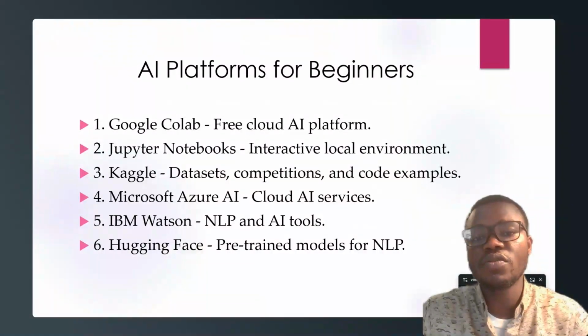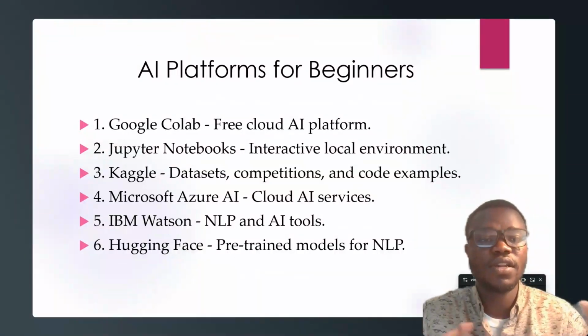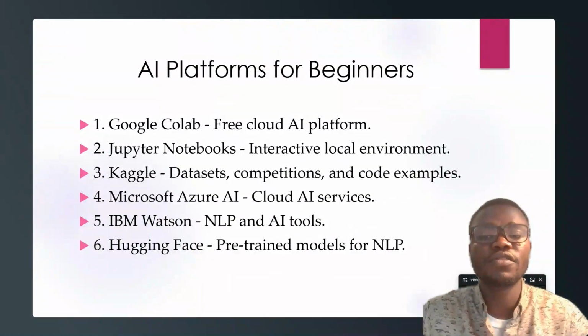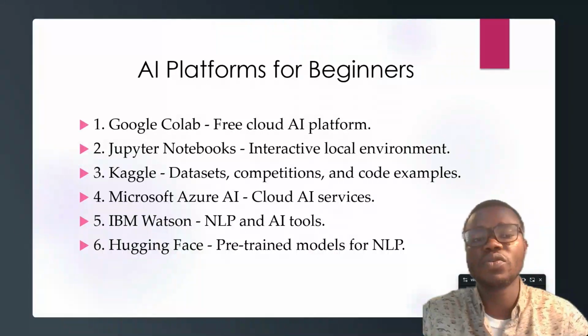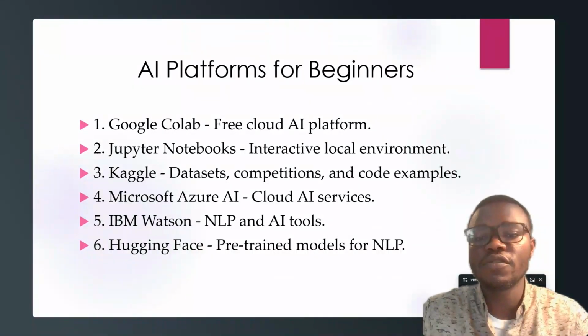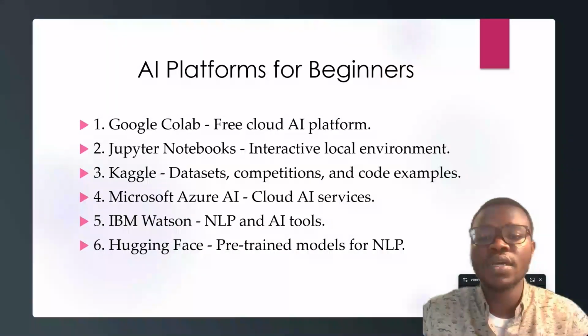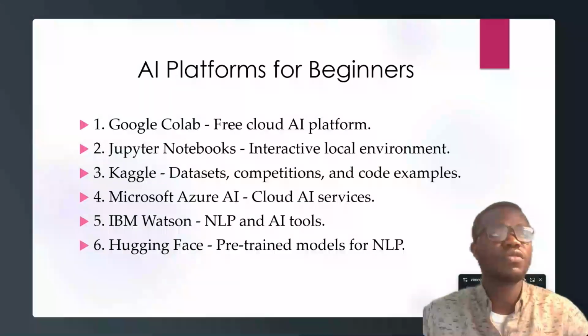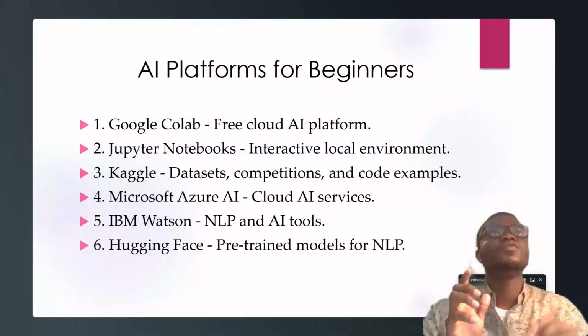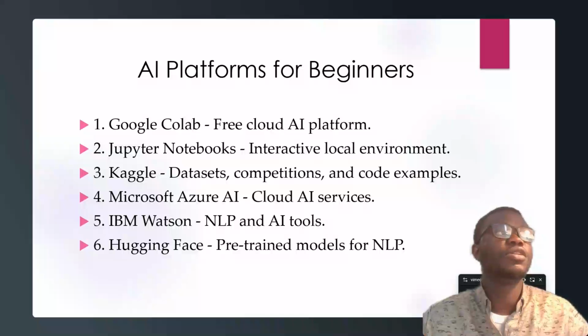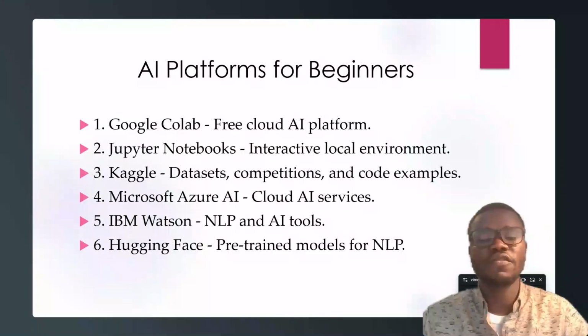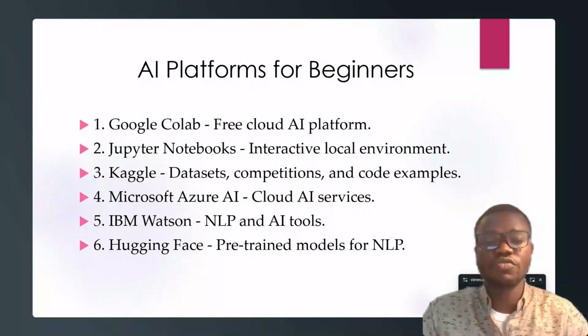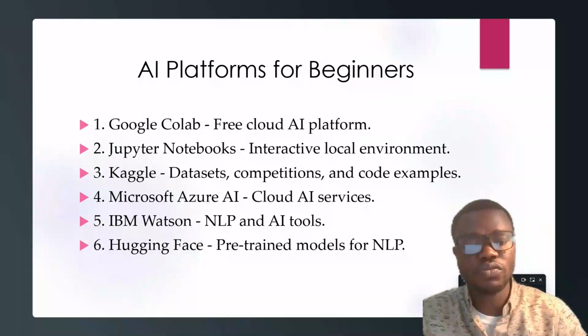Kaggle is an online platform and community for datasets, competitions, and code examples. Then Microsoft Azure AI cloud services, IBM Watson, and Hugging Face for pre-trained models. If you're looking for a model that has already been trained to do something, you can go to Hugging Face and get it, and then you can retrain that model to suit your needs.